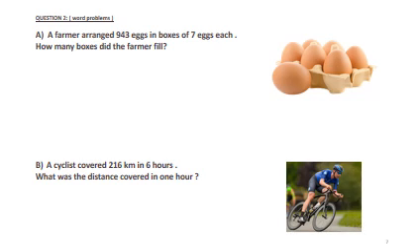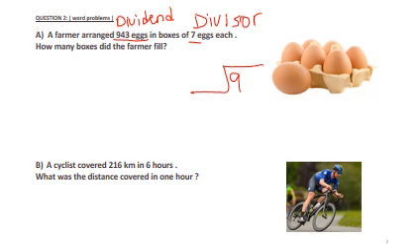So a farmer arranged 943 eggs in boxes of 7 eggs each. So in every box they put 7 eggs. And we have in a total 943 eggs. So 943 eggs, it actually represents the dividend. And 7 represents the divisor. So I need to divide 943 by 7. So let us do it.